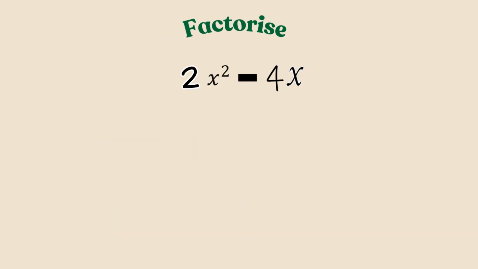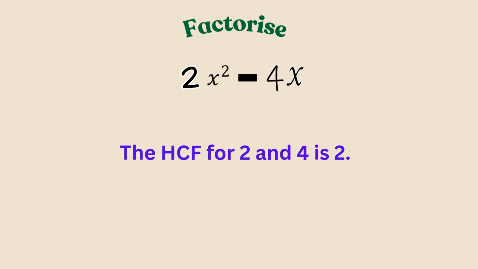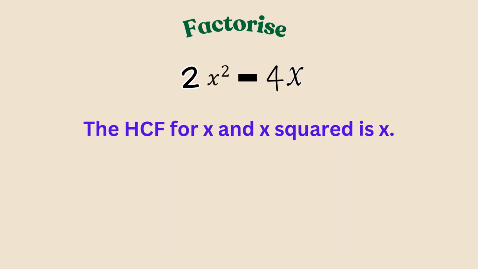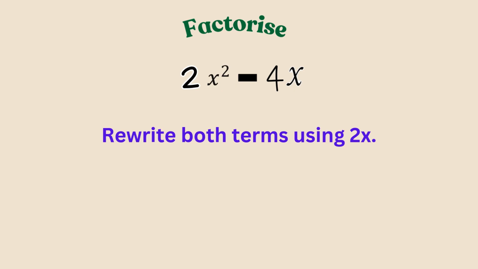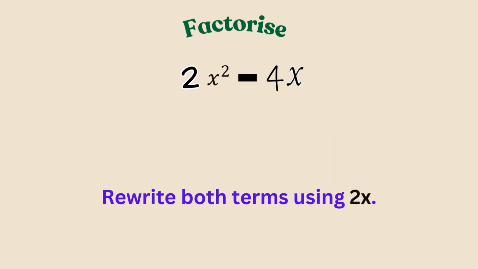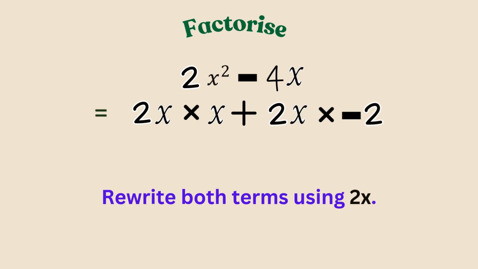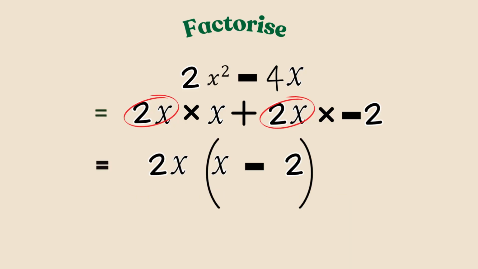Factorize 2x squared minus 4x. For 2 and 4, the common factor is 2, and for x squared and x, it is x. Therefore, the HCF for the expression is 2x, so we will need to rewrite both terms using 2x. We can rewrite 2x squared as 2x times x, and rewrite negative 4x as 2x times negative 2. We then factor 2x from each term, and we are left with x minus 2 in the brackets. Again, this is of utmost importance. When you expand the brackets, you should get the original expression 2x squared minus 4x.